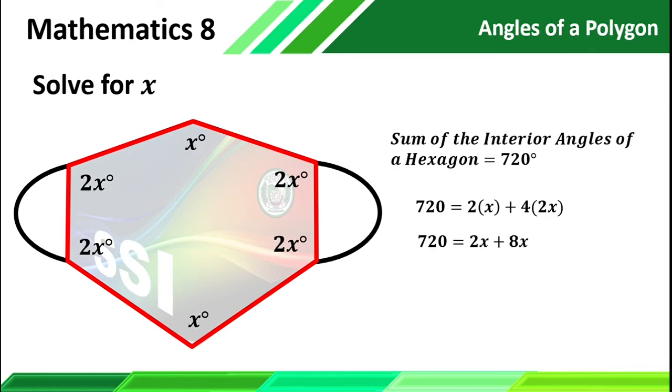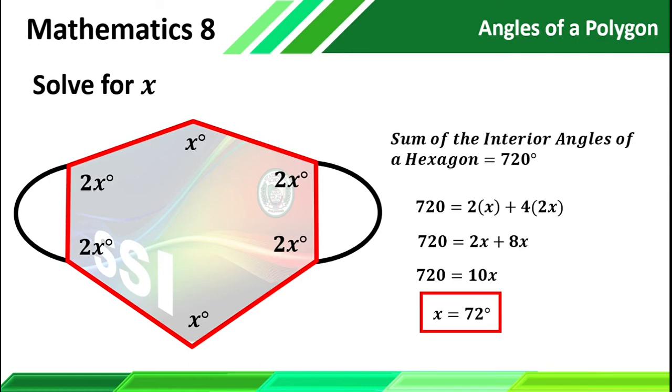We can simplify this one by multiplying the factors inside. So 2 times x is 2x, 4 times 2x is 8x. We can combine like terms, so 720 is equal to 2x plus 8x, which is 10x. To solve for the value of x, we divide both sides by 10. So 720 divided by 10 is 72 degrees. Therefore, the missing angle is 72 degrees.